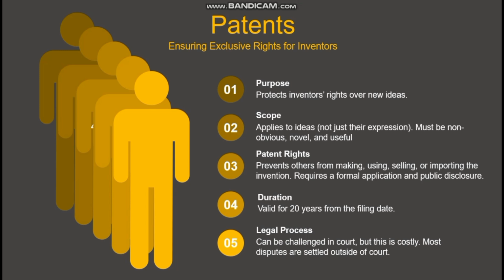Patent rights prevent others from making, using, selling, or importing the invention without permission. In contrast to patents, standardization involves creating generic solutions that are open and available for all. Getting a patent involves a formal application process where the inventor discloses the invention publicly in exchange for exclusive rights, usually lasting 20 years from the filing date.